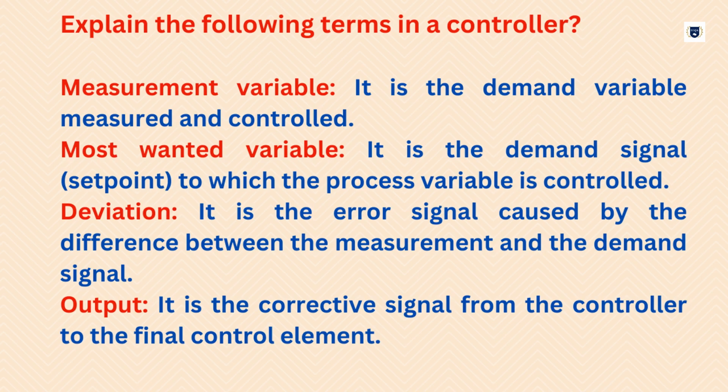1. Measurement variable. 2. Desired variable. 3. Deviation. 4. Output. Measurement variable: it is the demand variable measured and controlled. Desired variable: it is the demand signal, setpoint, to which the process variable is controlled. Deviation: it is the error signal caused by the difference between the measurement and the demand signal. Output: it is the corrective signal from the controller to the final control element.